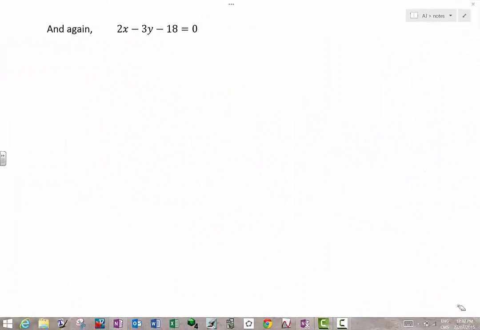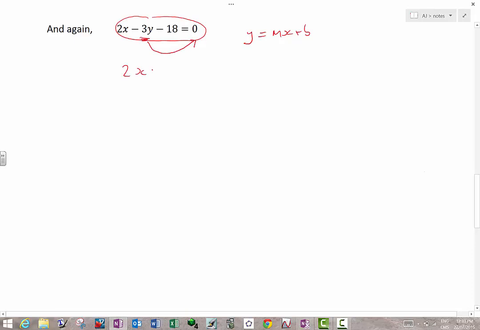And again, we could have gone straight to the slope-intercept form of the equation by manipulating this, and we'll notice that this contains minus 3y, and we really want y by itself and positive. So actually it makes more sense to move the minus 3y over. So we have 2x minus 18 equals 3y, or 3y equals 2x minus 18, and then I need to divide all of this by 3, or multiply all of it by a third. So y equals a third of 2x, which is 2/3 x, minus a third of 18, which is 6. So as before, y equals 2/3 x minus 6.